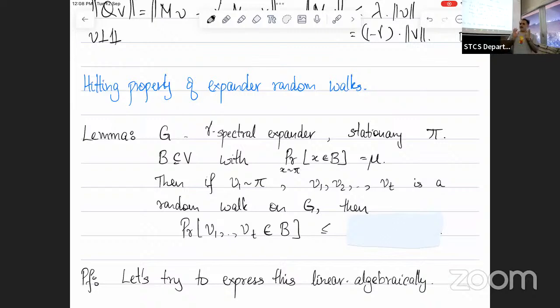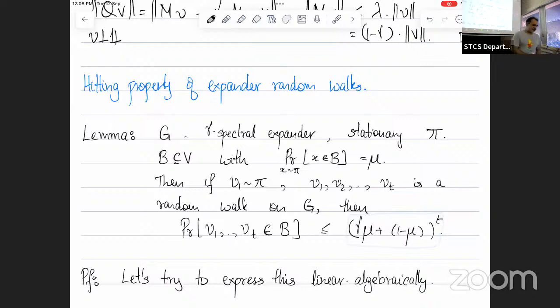Okay. Now, if things were independent, if I was doing things completely independently, like V2 is not expected to be adjacent to V1 at all, I just pick a new vertex V2, I pick a new vertex V3, this value should be mu to the power T. Right? And what this says is that it's roughly like that.